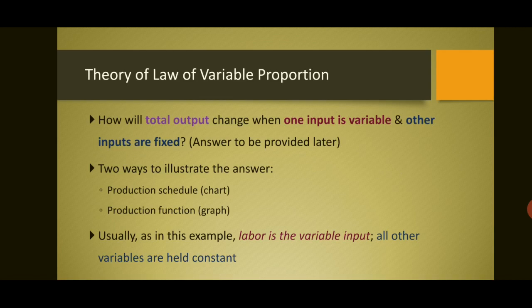Then there are two ways to illustrate the answer. We are going to understand it with a chart and a graph. Usually, as in this example, we are going to take labor as a variable input. What is a variable input? One that changes with the quantity of output. And all other variables are held constant.